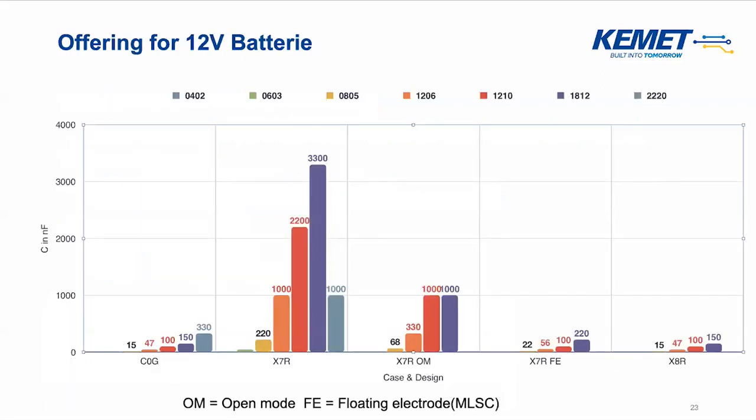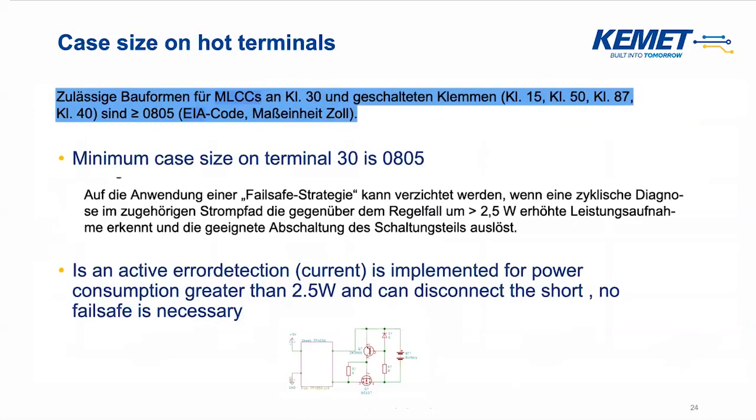That's for the guys who like this more in a graphic way than in a table. So I put the COG, X7R, X7, OM, open mode, floating electrode, and X8R. And on the y-axis, you see here the available capacitance values in nanofarad. There's another, the minimum case size is 0805, which I already mentioned.